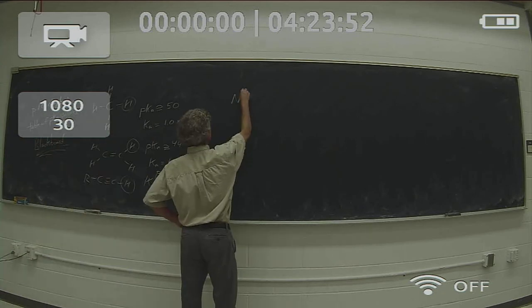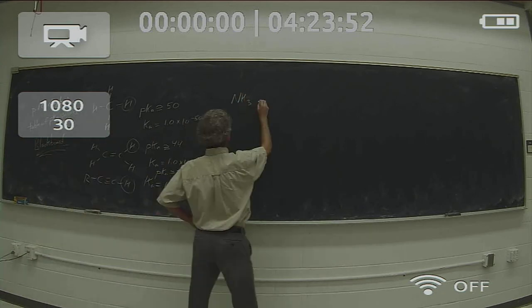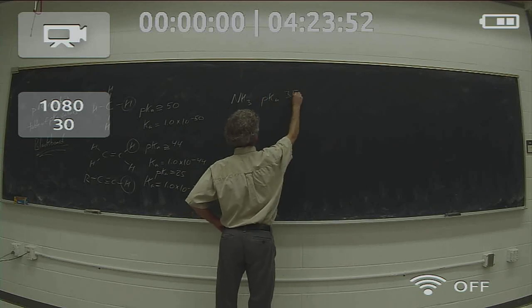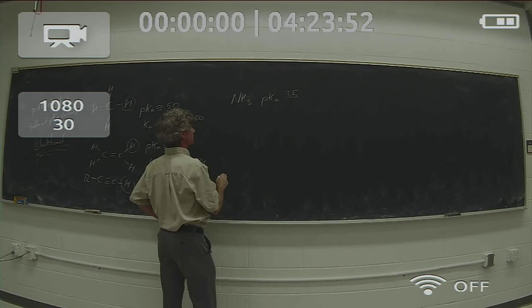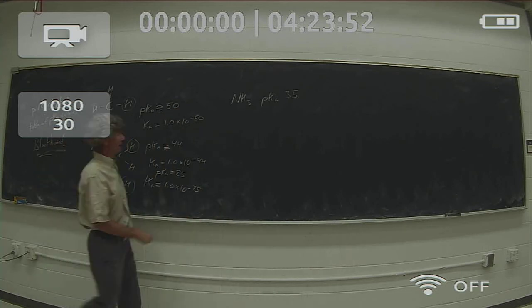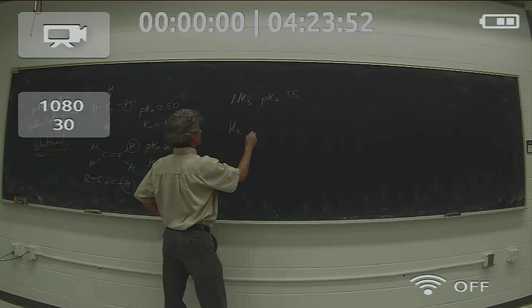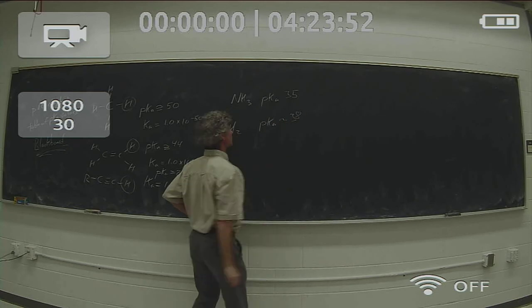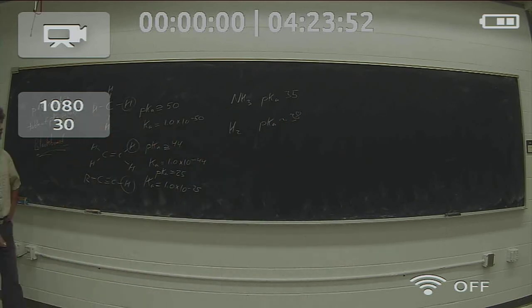Ammonia, NH3, is a very weak acid, has a pKa of about 35. Hydrogen, H2, has a pKa of about 38. And so again, these are very weak acids. Those are both weaker acids than this alkyne.